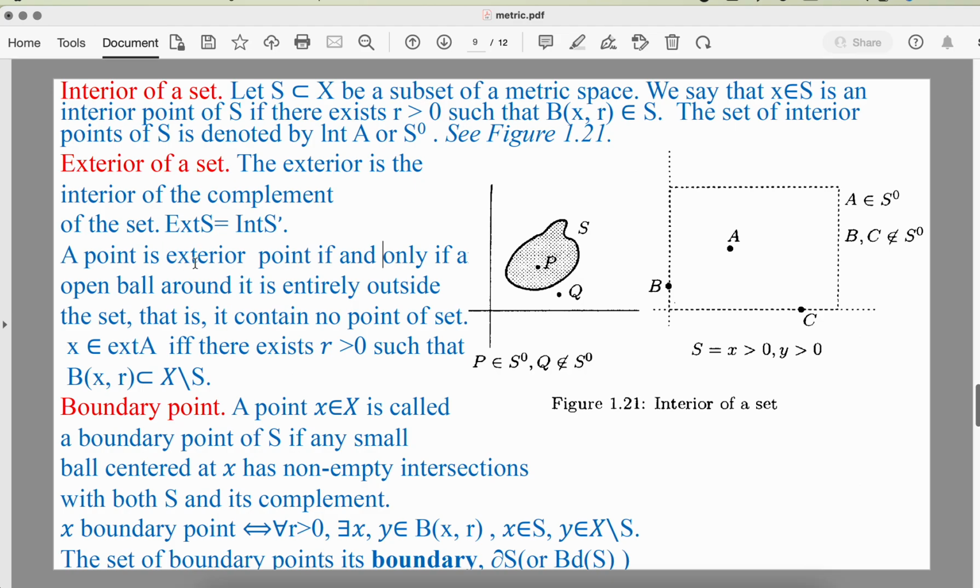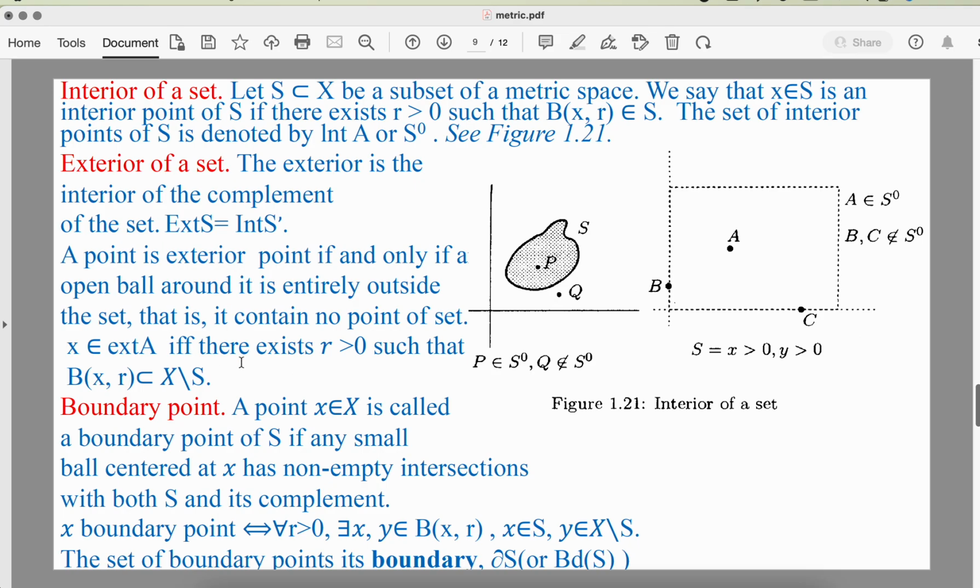It means a point is an exterior point if and only if an open ball around it is entirely outside the set. It means it contains no point of the set. Here Q is in the exterior of the set S. And X belongs to the exterior of A if and only if there exists R greater than 0 such that a ball centered at X with radius R is a subset of X minus S, meaning the complement of S.